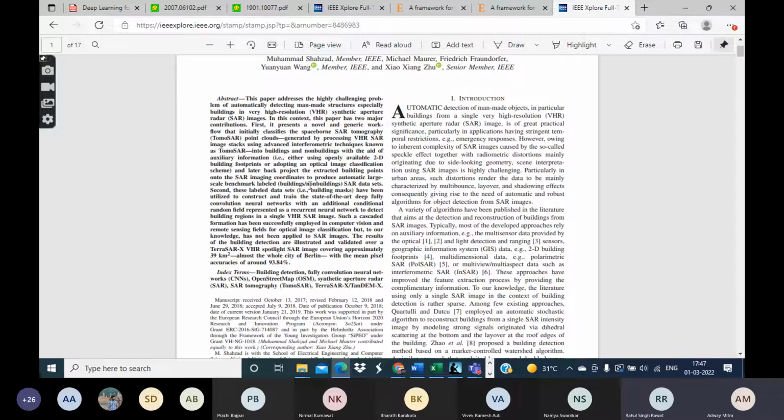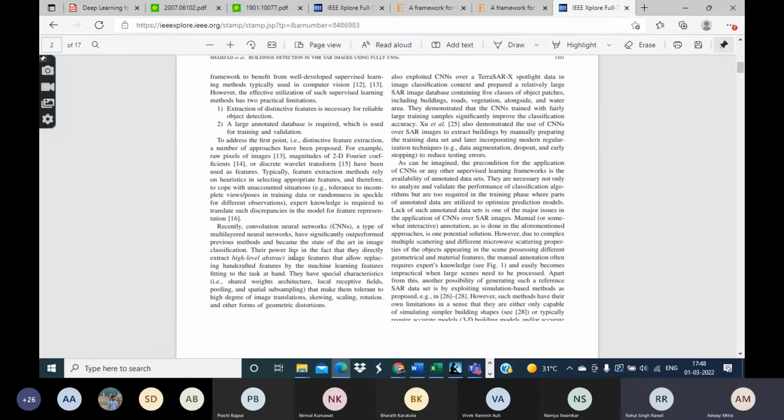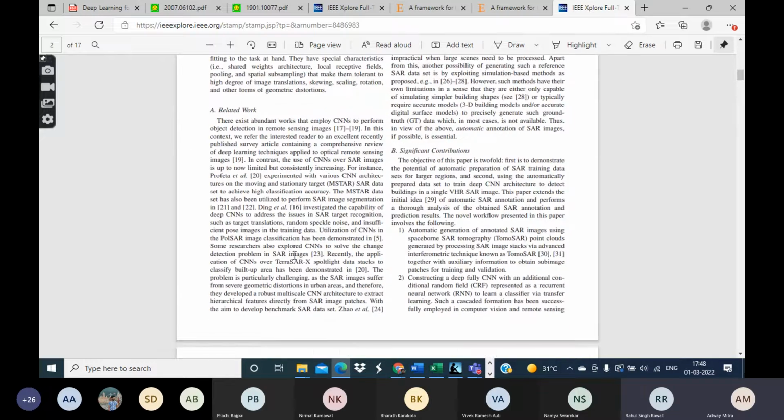And second, these labeled data sets have been utilized to construct and train a state-of-the-art deep, fully convolutional neural network with an additional CRF. Once again we are coming back to the concept of CRF, represented as an RNN, to detect building regions in a single VHR SAR image. Such a cascaded formation has been successfully employed in computer vision and remote sensing for optical image classification, but has not been utilized for this kind of imagery. So it's just a recapitulation of all the concepts once again.